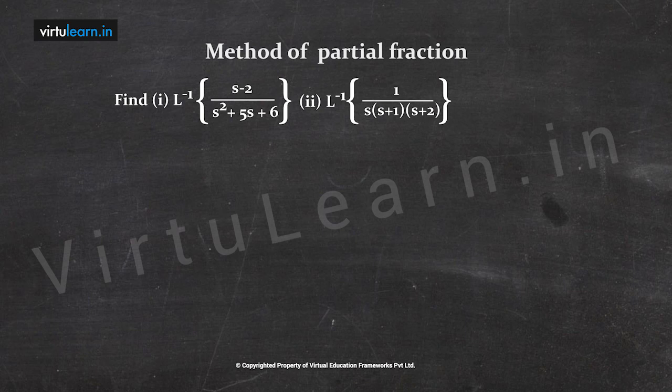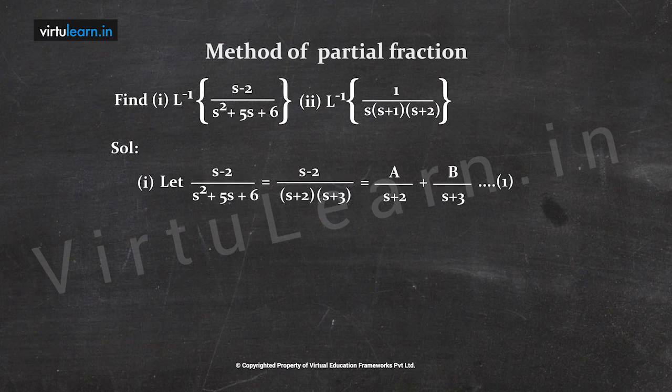The quantity inside L inverse, f bar of s, is very big. First of all, that quantity can be reduced into small parts. (s minus 2) by (s square plus 5s plus 6) can be written as s minus 2 over the denominator, where we split the middle term. Then the factors are (s plus 2) into (s plus 3). These are normal factors, so according to the partial fraction rule, this can be written as A by (s plus 2) plus B by (s plus 3).